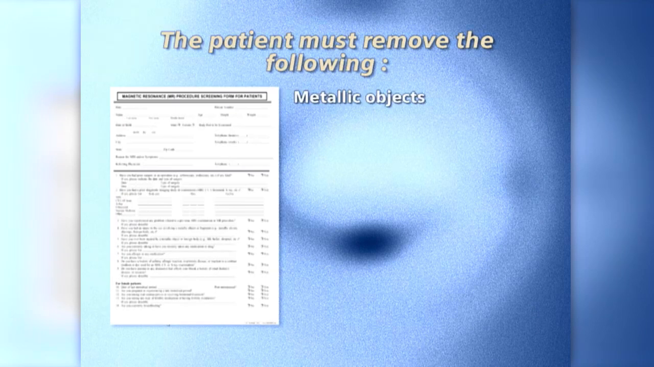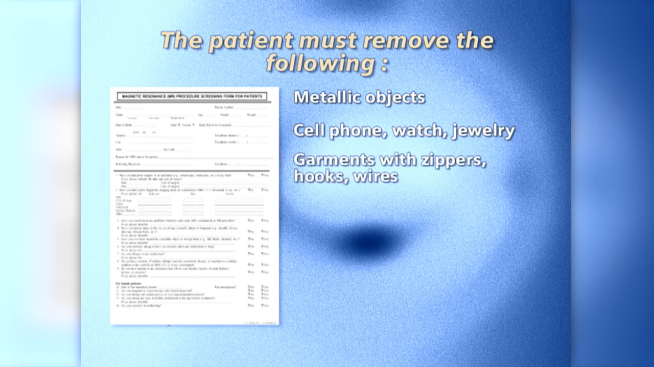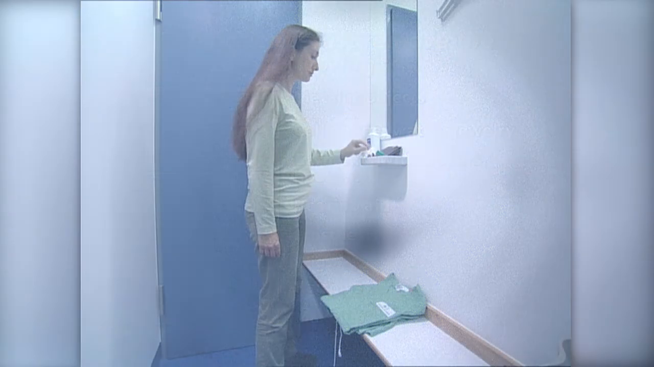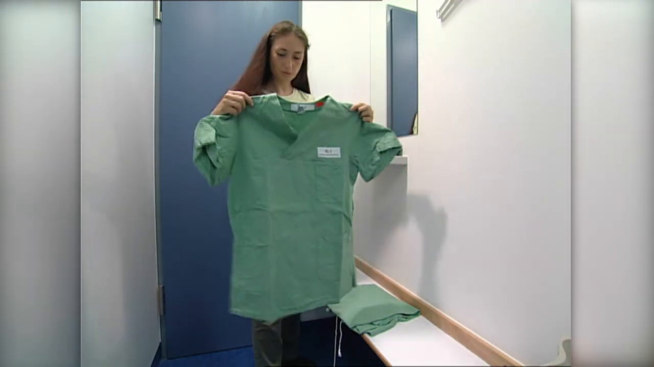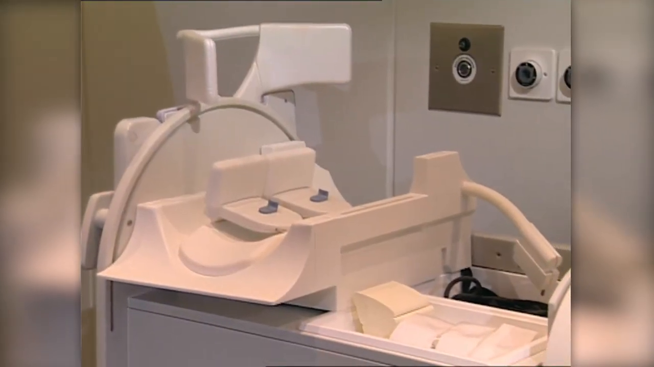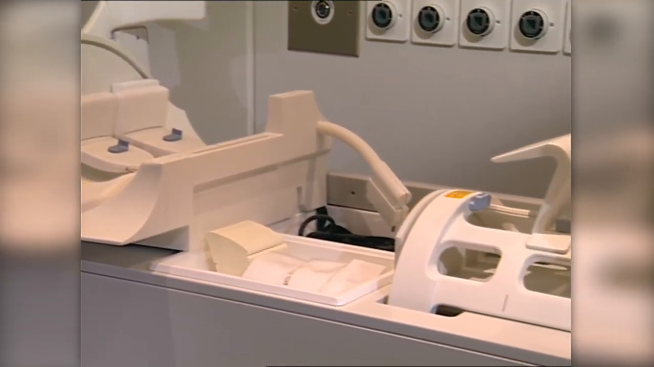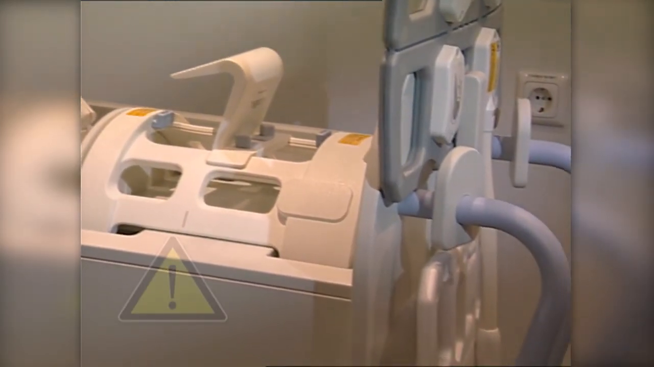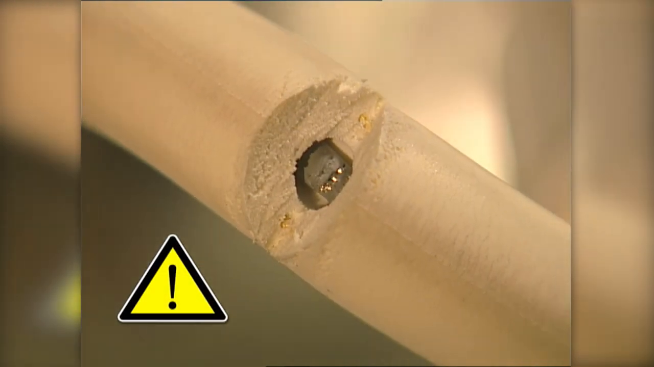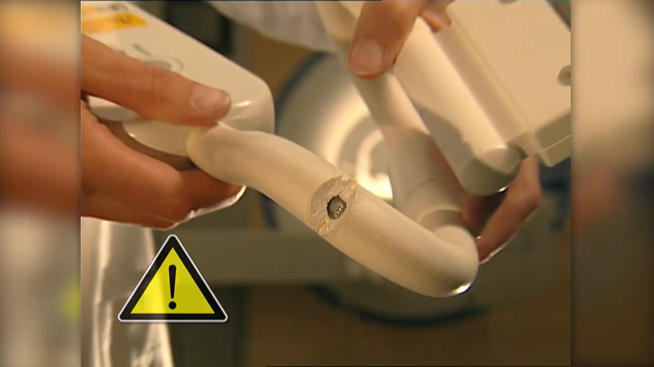The patient must remove the following: metallic objects, cell phone, beeper, watch, jewelry, garments with zippers, hooks, wires, hearing aid, prostheses, wig, hairpins, makeup. The patient should wear clothing made of natural fibers and free of metal parts. In most cases, the clinic provides appropriate garments. Before positioning the patient, ensure that the coils and the cables are in proper condition. Defective coils can cause localized burns.